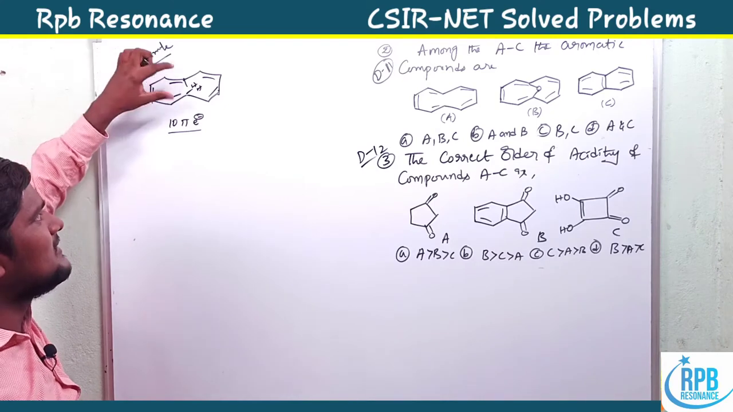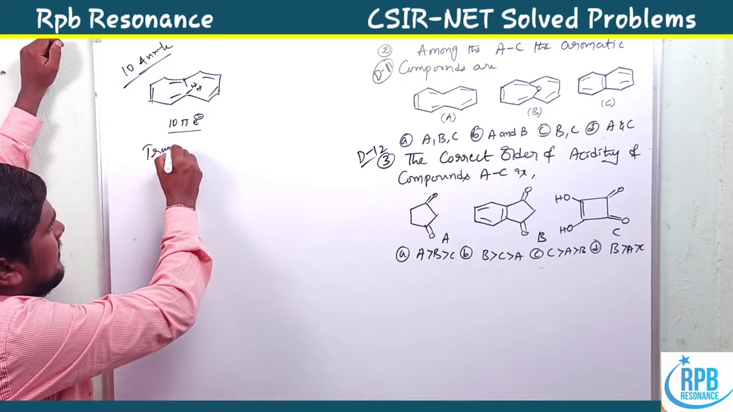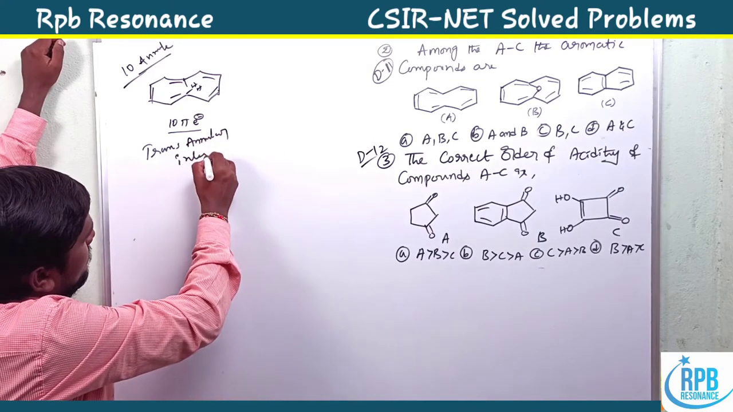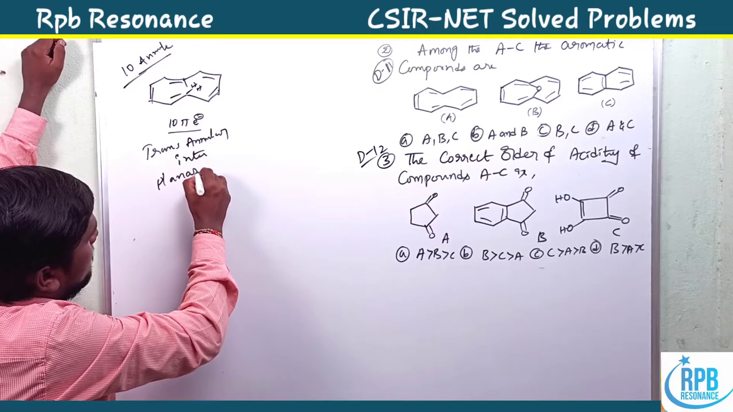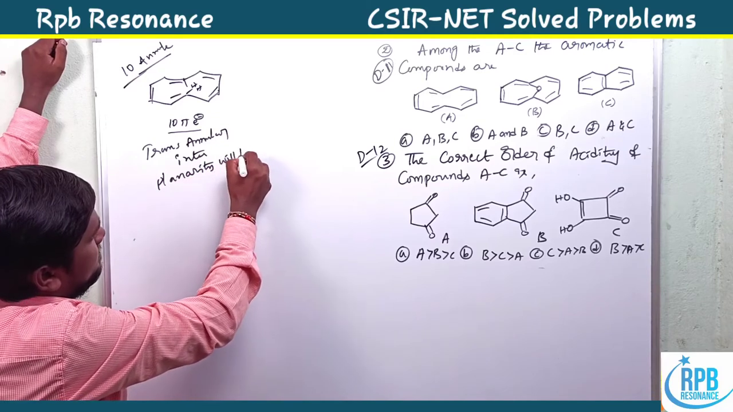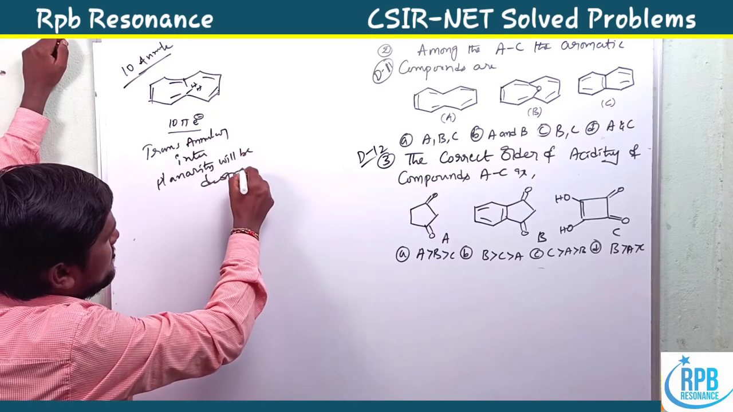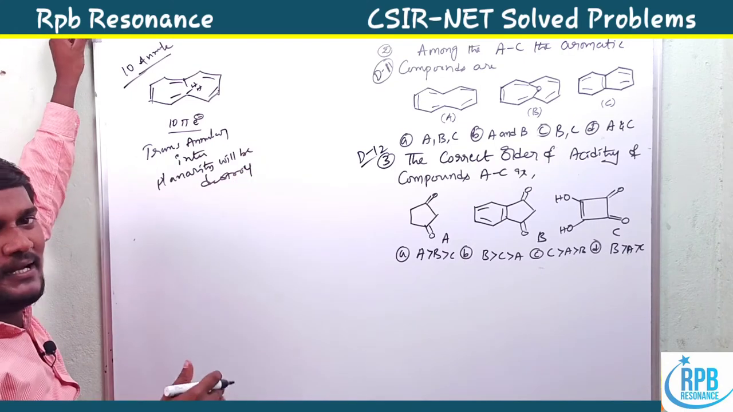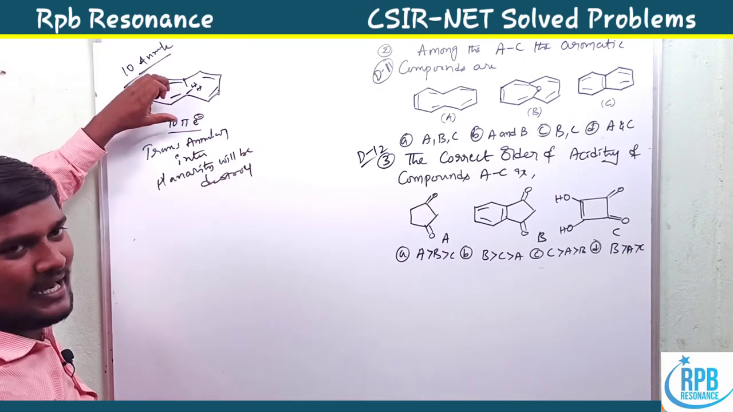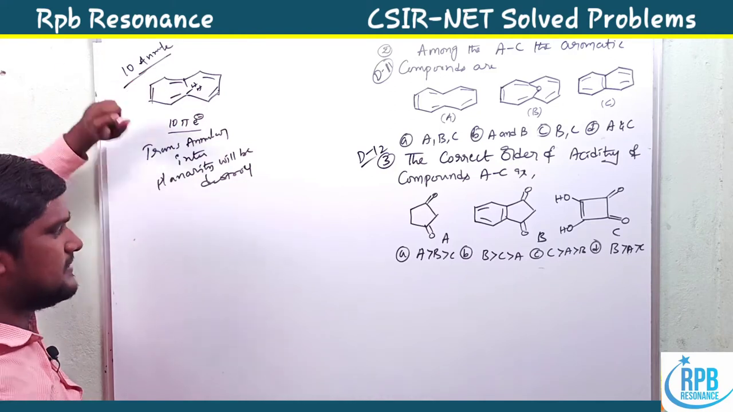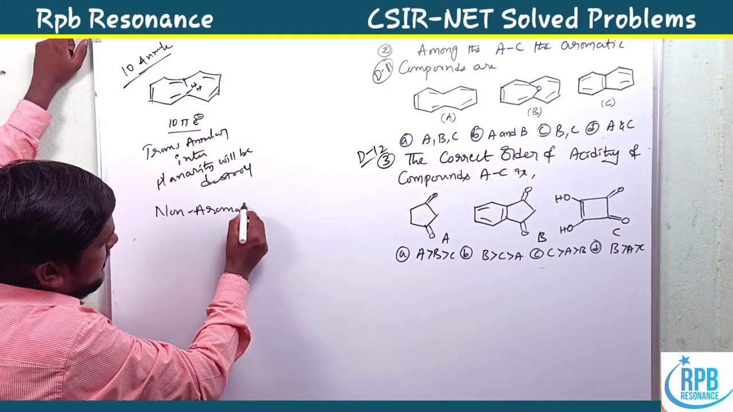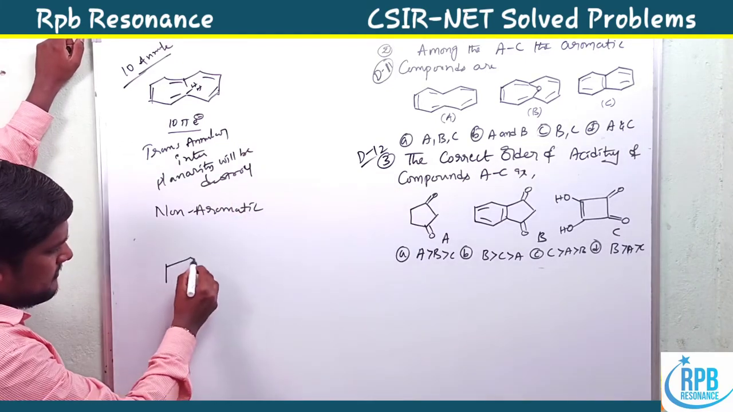Due to the transannular interaction between the two hydrogens, the planarity will be destroyed. Due to the loss of planarity of the trans annulene system, it is non-aromatic in nature. So the first system is non-aromatic. Now let's move on to the second system.